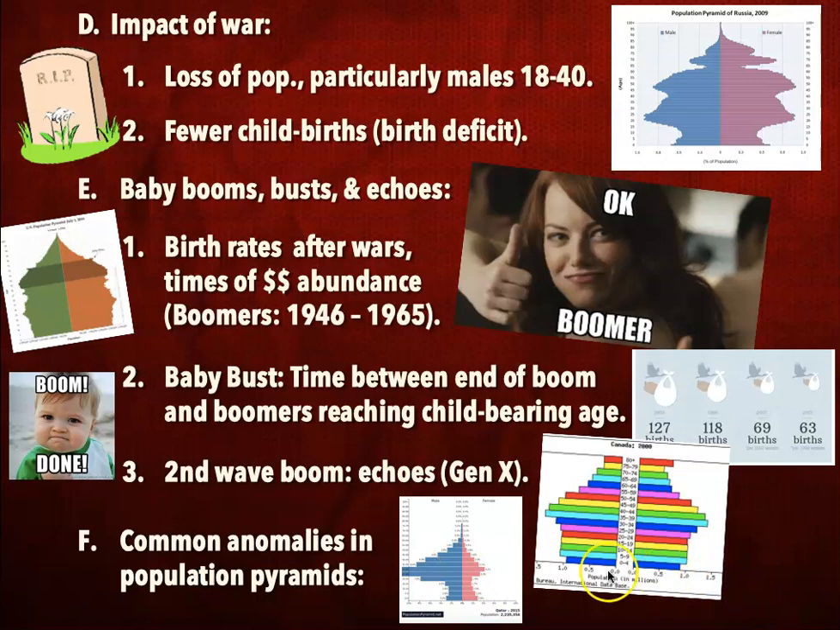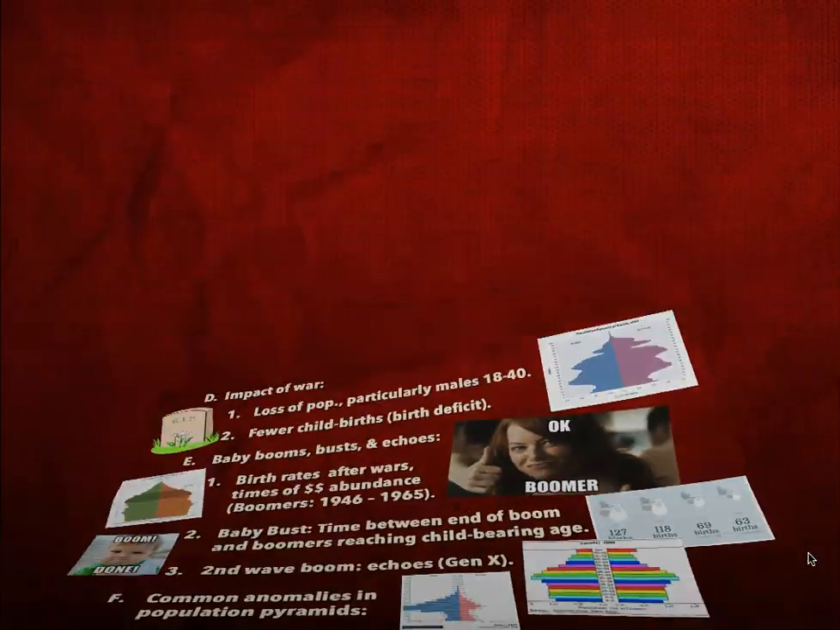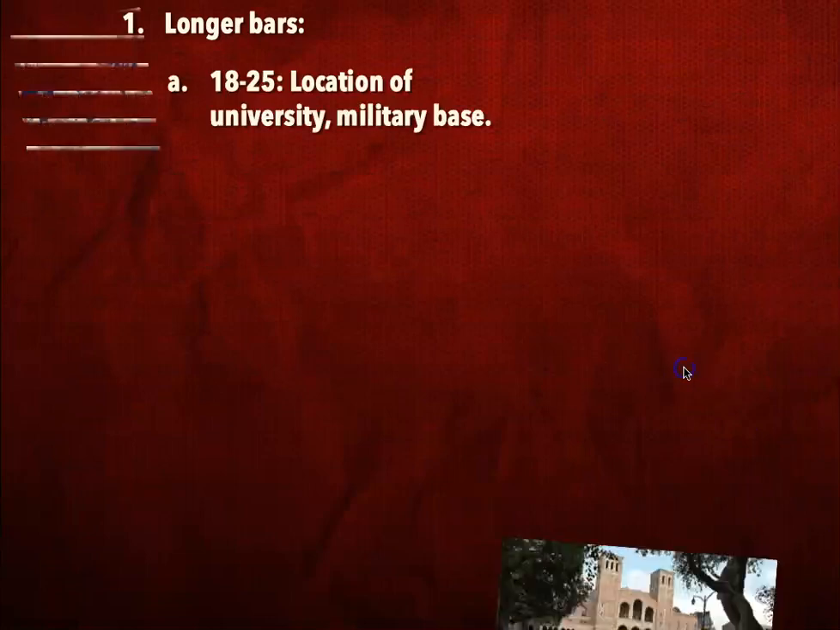All right, anomalies in population pyramids. When we talk about that term anomaly, it means real strange, out of the norm kind of circumstances that can result in some craziness from time to time in population pyramids. Talk to you about some of the classic examples.